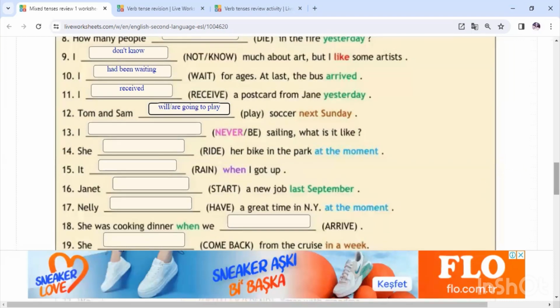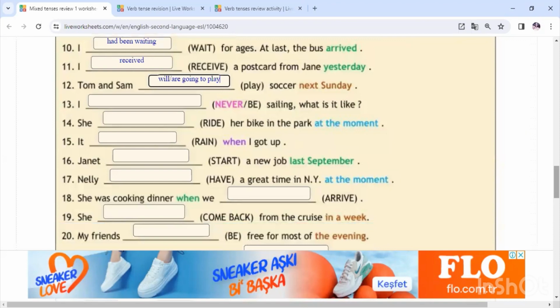Okay. So yes, Deniz, number 13. So be careful. You can see never. This is the clue. I have never been sailing. What is it like? Yeah, absolutely. Because I'm talking about my past experiences. I have never been sailing. What is it like? This is my past experience. Can you translate? Hocam daha önce hiç sailing'in ismini unuttum. Yelkenli. Daha önce hiç yelkenli yapmadım. Nasıl bir şey? Very nice.